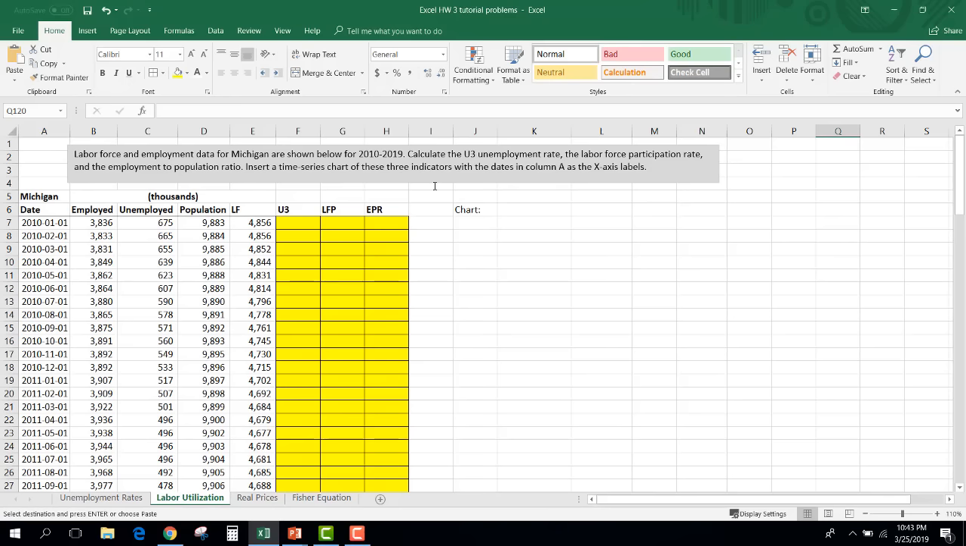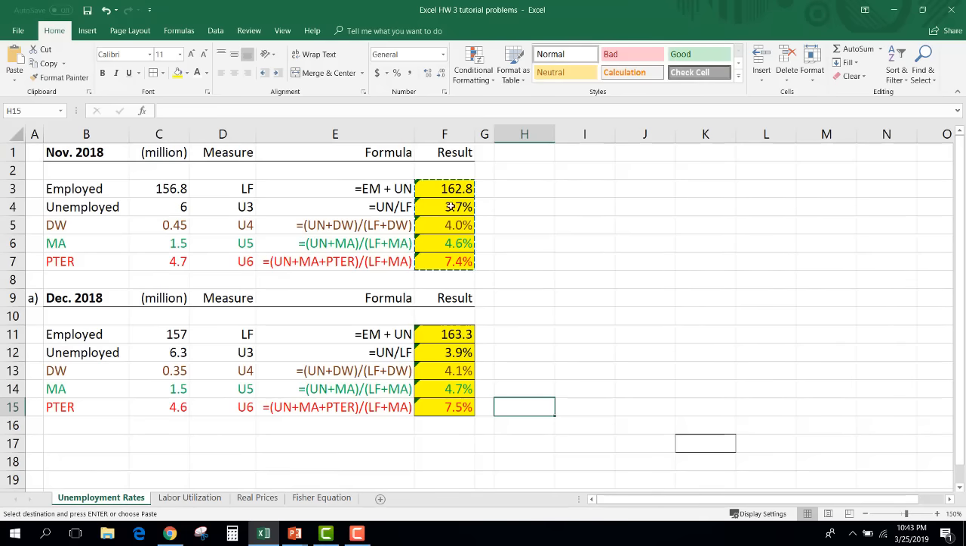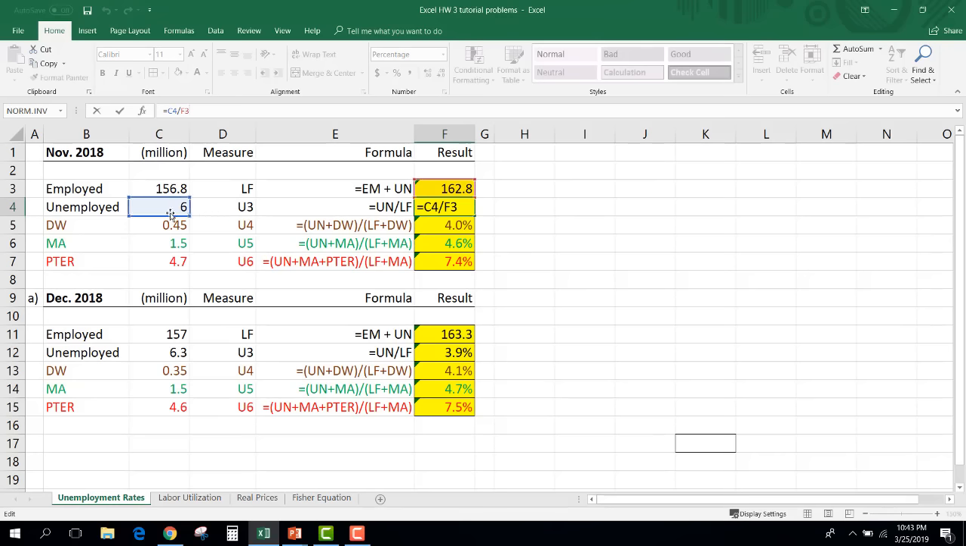Calculate the U3 unemployment rate, the labor force participation rate, and the unemployment to population ratio. Insert a time series chart of these three indicators with the dates in column A as the x-axis labels. Alrighty, so what is U3? Well, it's the same thing it was over here. What is it? It's unemployed divided by labor force.